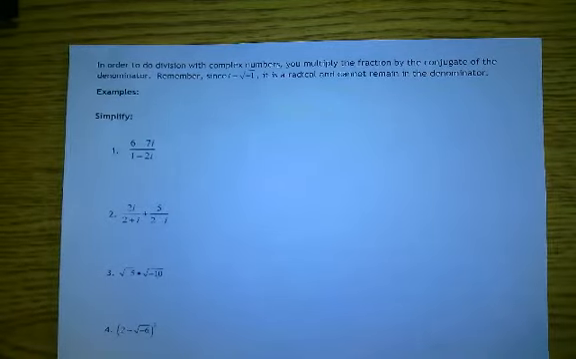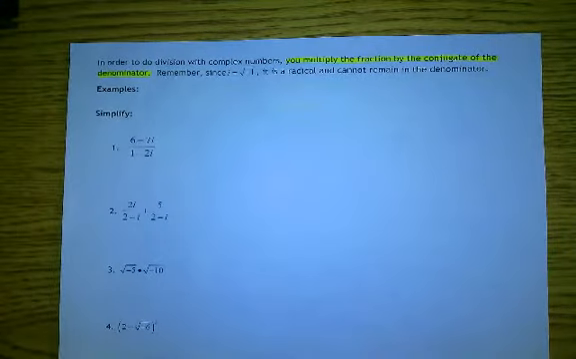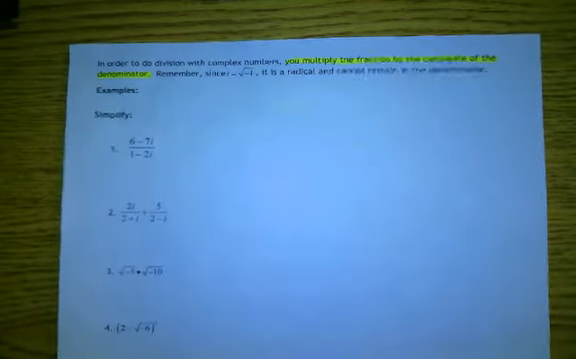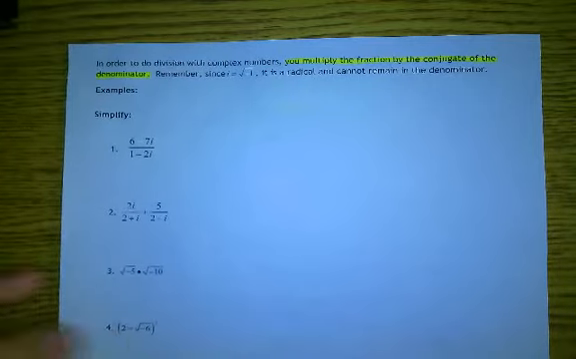Okay? Alright, so it says in order to do division with complex numbers, you multiply the fraction by the conjugate of the denominator every single time. Okay. And don't forget that i is the square root of negative 1. And a radical cannot be in the denominator. That's the reason why we get rid of it. Technically, having an i here means that you have a radical in the denominator, which is not allowed, correct?